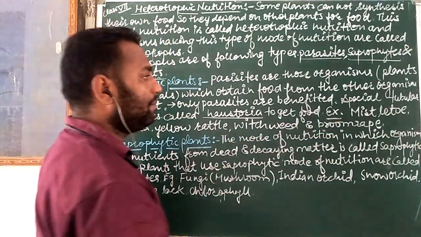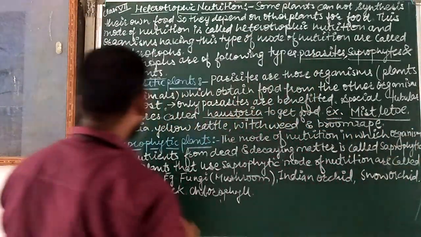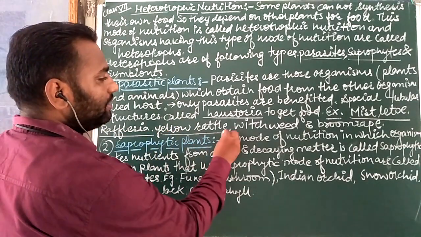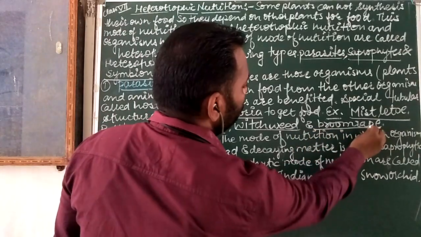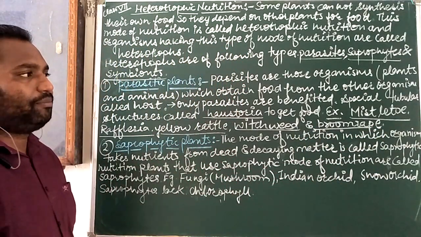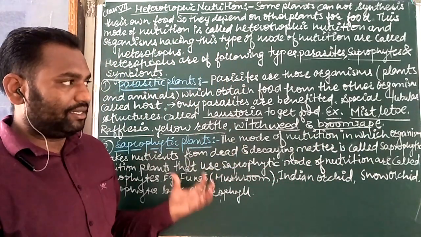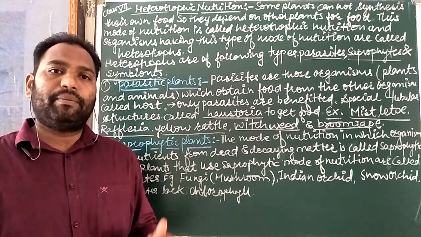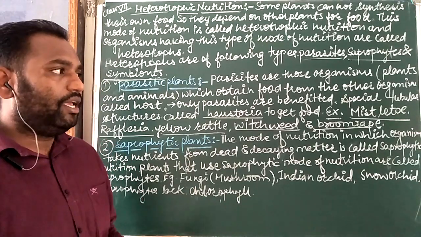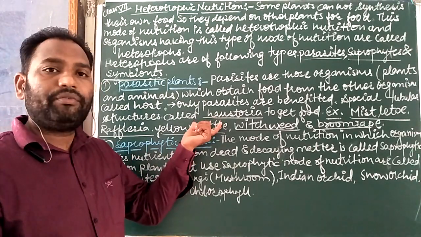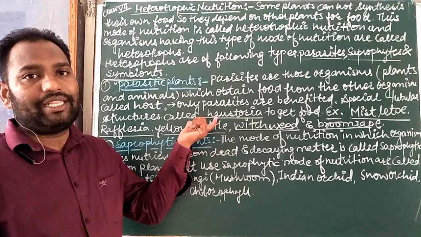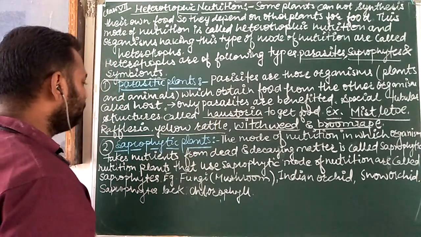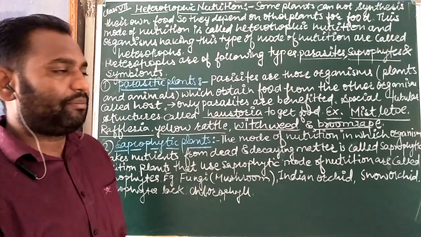Examples of parasitic plants are mistletoe, rafflesia, the world's largest flower, yellow rattle, witchweed, and broomrape. They depend on the host for their food. They lack chlorophyll, that's why they cannot do photosynthesis.